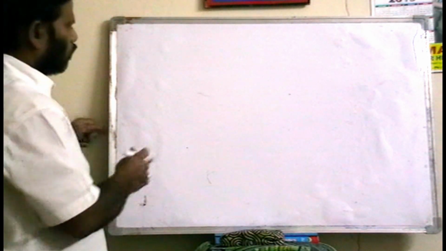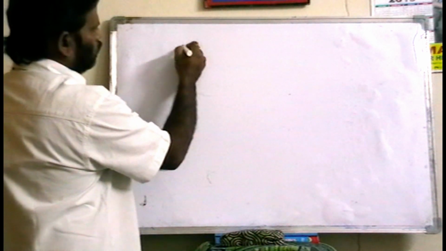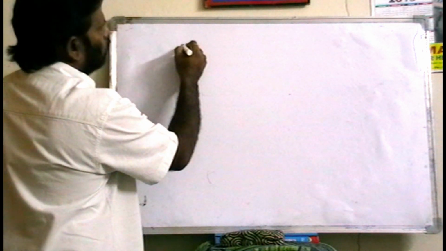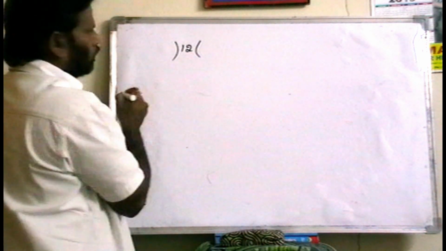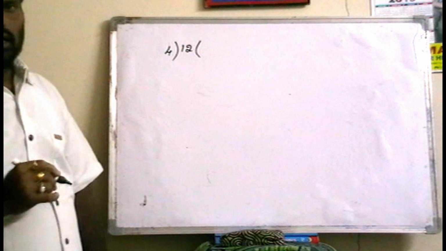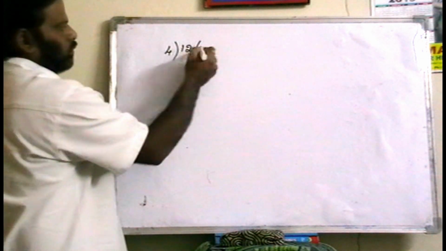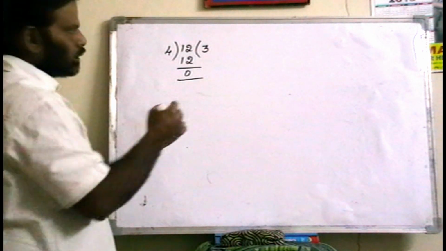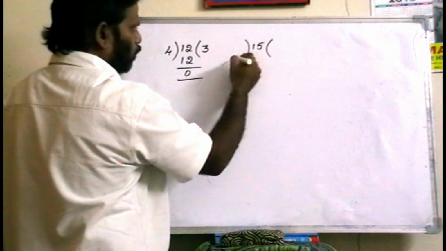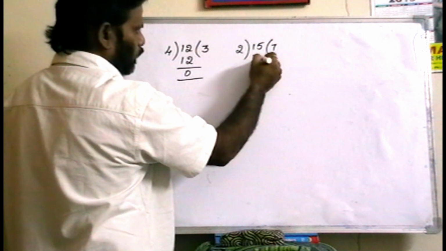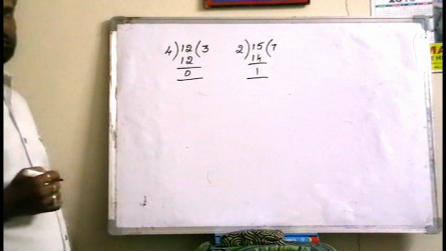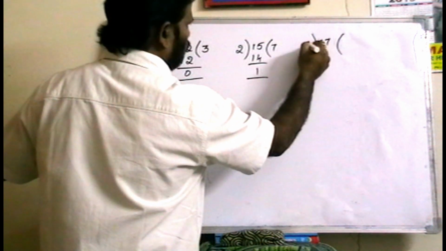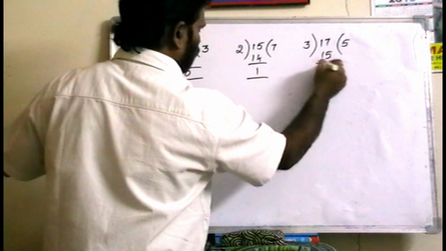Division rule, we already know. Suppose, for example, 12 is divided by 4. If 12 is divided by 4, 4 3s are 12, remainder 0. Suppose 15 is divided by 2, 2 7s are 14, remainder 1. Suppose 17 is divided by 3, 3 5s are 15, remainder 2.